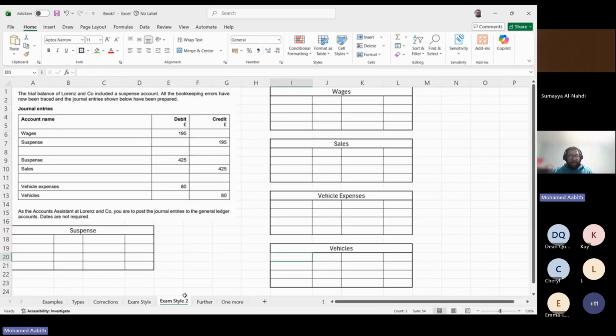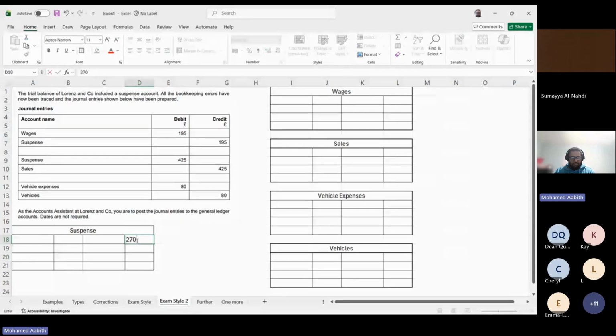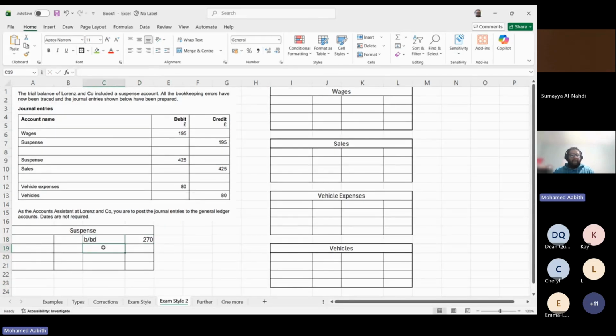Now let's look at one more exam style question. This question comes up very often. Okay, so let's say here, 290, 270. All right, so here the trial balance for the Lawrence & Co. include a suspense account. All bookkeeping errors now have been traced and journal entries have been prepared.